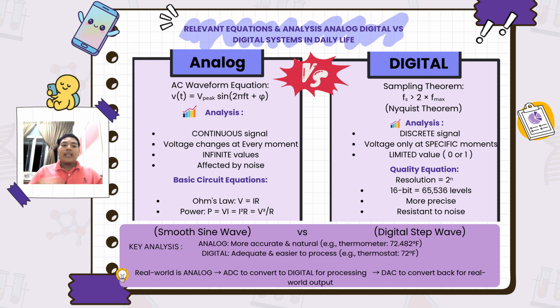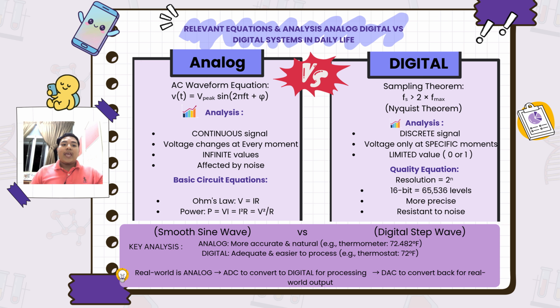Basic laws like Ohm's law, V equal to IR, are used for circuit analysis. Digital uses the Nyquist theorem, Fs greater than 2F max, which converts continuous signal into discrete signal. The quality is measured by resolution, 2 to the power of n, where more bits mean higher accuracy.